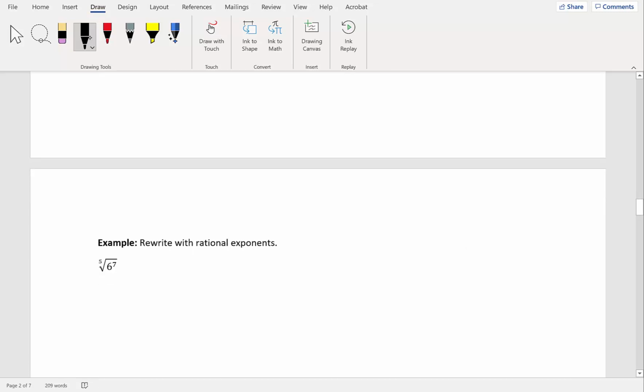Let's take a look at another one. So rewrite with rational exponents. So we have the 5th root, 6 raised to the 7th power. Okay, so our radicand here is 6. So we're going to have 6 raised to the, now remember, the index is the denominator. And whatever we're raising the radicand to, this is the numerator of the fraction. So this is really 6 raised to the 7/5 power.